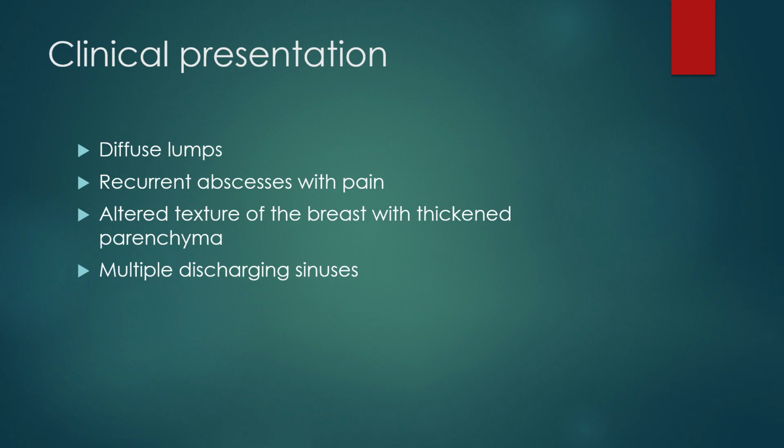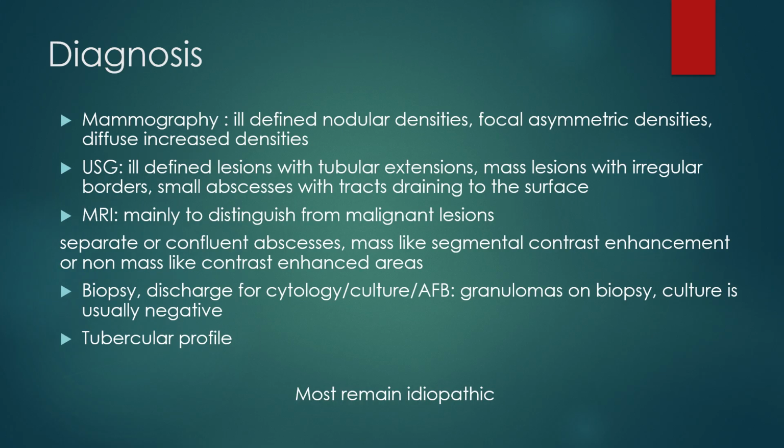Patients may present with diffuse lumps, a few lumpy lesions restricted to a particular quadrant of the breast. They may also present with recurrent discharging sinuses or recurrent abscesses with severe pain and tenderness. There could be stigmata from previous discharging sinuses in the form of dried sinus openings. So, how do we come to a conclusion regarding the diagnosis?